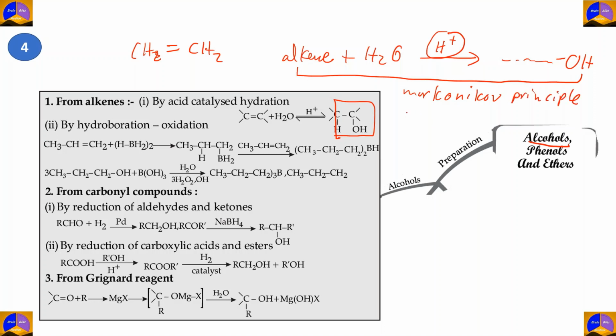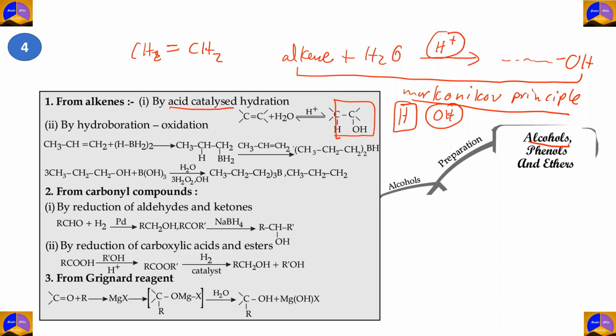which states that the hydrogen part goes to the part of the alkene which has more hydrogen atoms, and the other part, which is the negative part, goes to the part which has fewer hydrogen atoms. So this Markovnikov principle is pretty important, because when you have unsymmetrical alkenes being acid catalyzed, we use this principle, and it's another principle from grade 11.